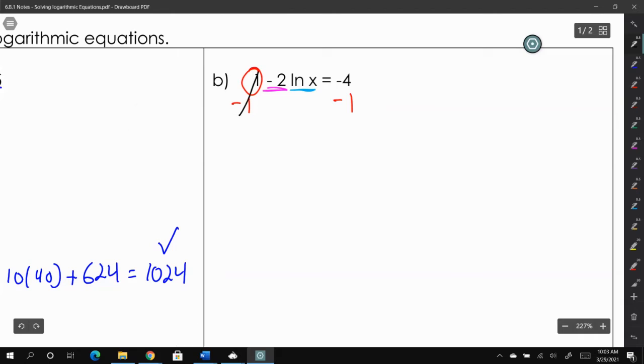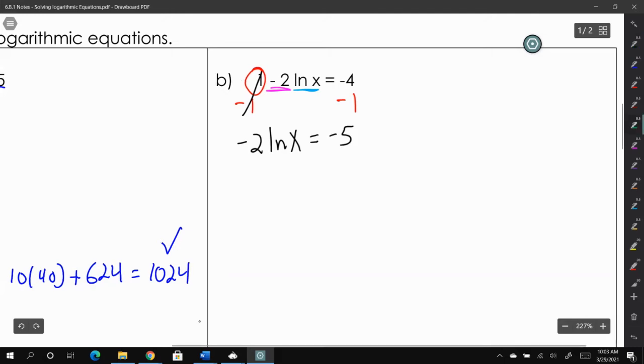That's going to give us negative 2 ln of x equals negative 5. Then we have to deal with this negative 2 in front of the ln, so we'll divide both sides by negative 2. That gives us the ln of x equals positive 2.5.